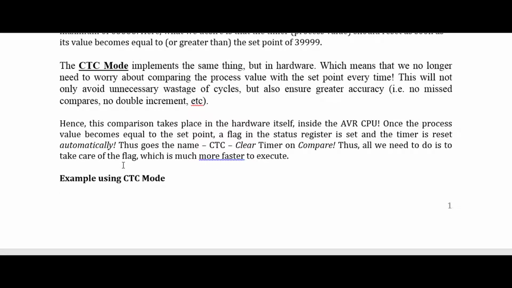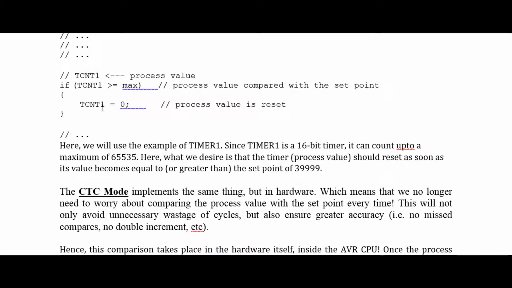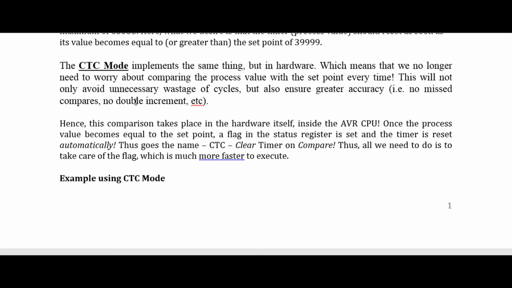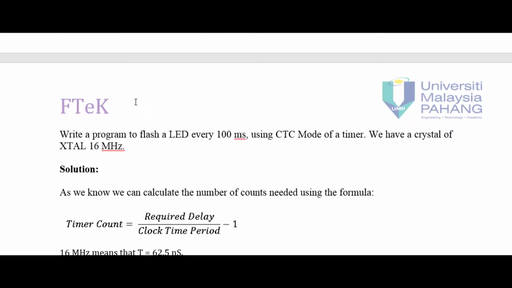Inside the AVR CPU, when the process value becomes equal to the set point, a flag in the status register is set, and the timer is reset automatically. So no need to put the value of TCNT 1, or whichever timer we are using, to 0 again. It will be done automatically. So CTC is clear timer on compare. It will be cleared before reaching its maximum, when it reaches the set value. Thus all we need to do is take care of the flag, which is much faster to execute. Let's see this example.